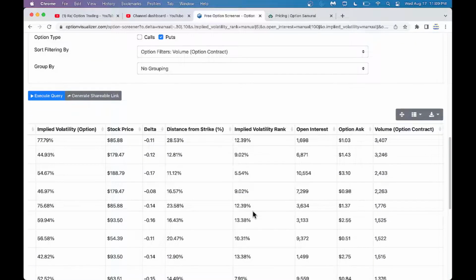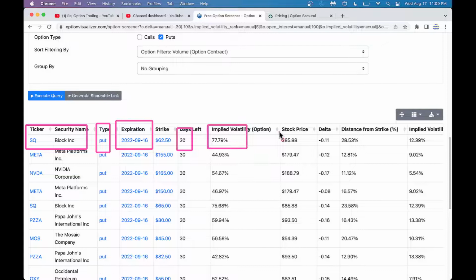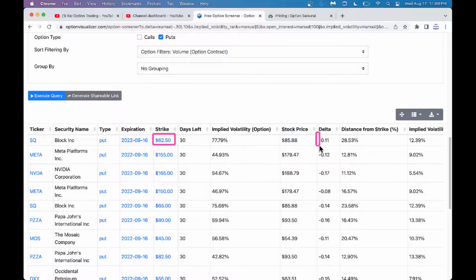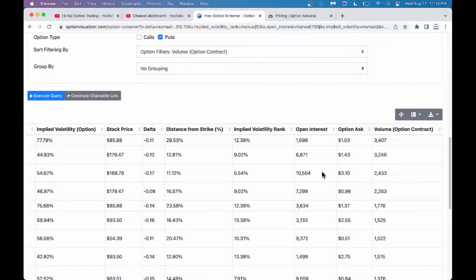You got the stock price, as you can see here, $85. And look, this one is Square or Block, one of my favorite stocks to sell put options. Expiration 9/16. I'm looking at puts right now. 30 days left. Look, nice and high IV here, and stock price 85. And look, I'm selling put options at 62, very much below the current stock price. And as you can see here, we got delta, which is very low. It also tells me the probability of the stock reaching my strike price is pretty low. And as you scan through here, look, we got open interest nice and high. You get the idea here.